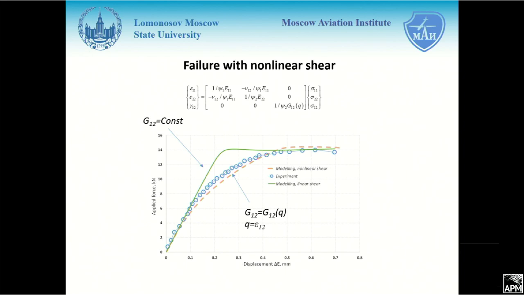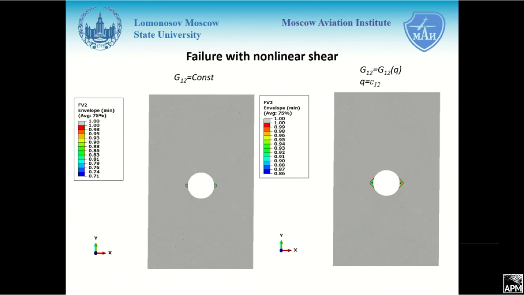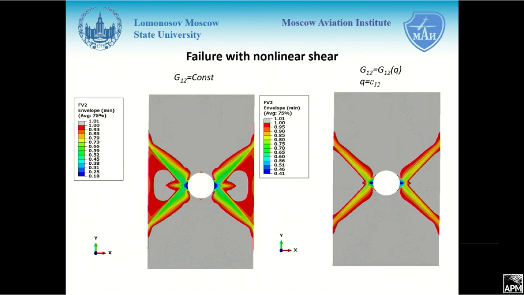And you can see that these two diagrams almost coincide if you take into account the damage evaluation. And you can see here, calculations were performed for two cases, when shear modulus is constant and when shear modulus is real, have real dependence, nonlinear dependence on the strain. And the second one. And you can see that the picture corresponds quite well with the results of experimental studies. The same picture. And you can see here the development of damage during the loading.